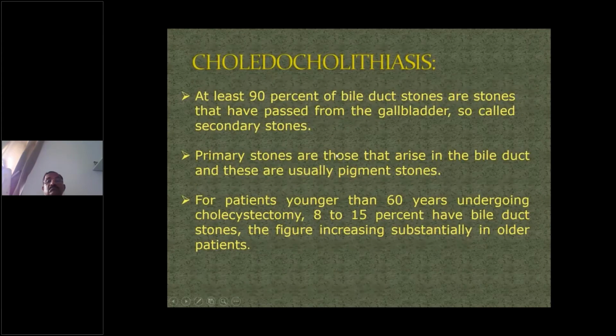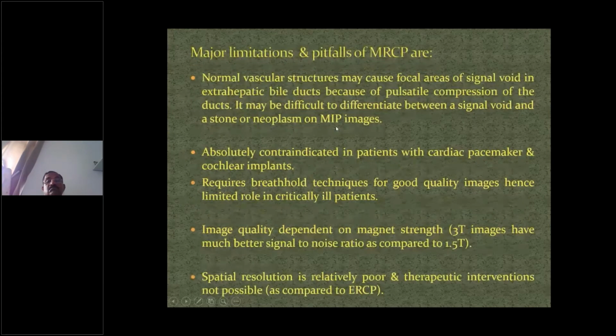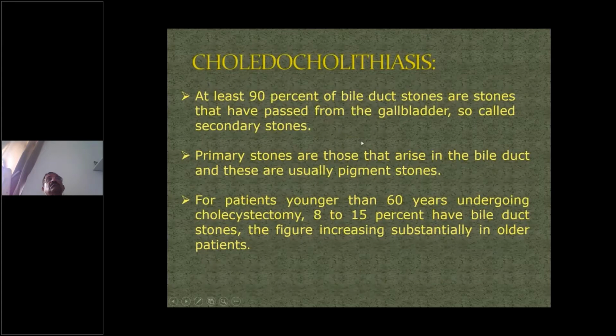So now we come to the different common conditions which present with obstructive jaundice, what is the role of imaging in each, and what are the common findings we see in those. The most common benign cause of obstructive jaundice is choledocholithiasis. And 90% of bile duct stones are stones that have passed from the gallbladder. They are also called secondary stones.